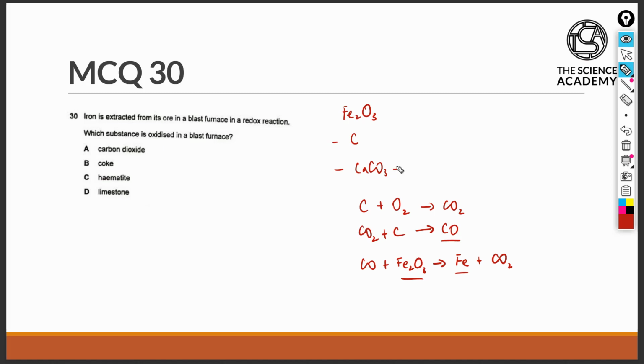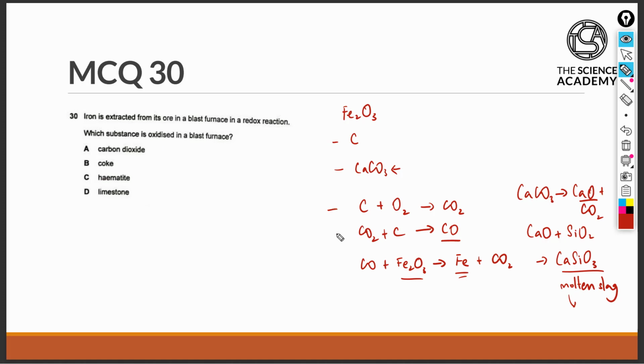The second reagent that was added, calcium carbonate, firstly decomposes due to heat into calcium oxide and carbon dioxide. The calcium oxide is then the substance that reacts with impurities like silicon dioxide to form calcium silicate. This is also known as slag. In the blast furnace, which is extremely hot, it will be in the molten state, and the molten slag can be separated from the iron metal and used for other purposes like surfacing the roads.